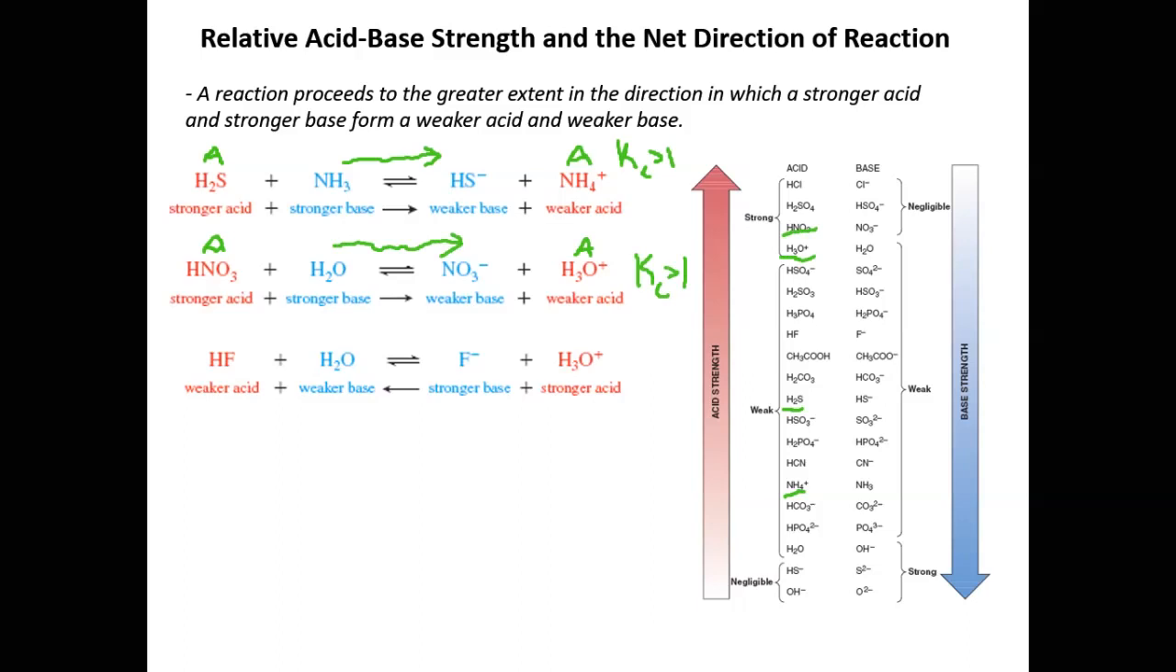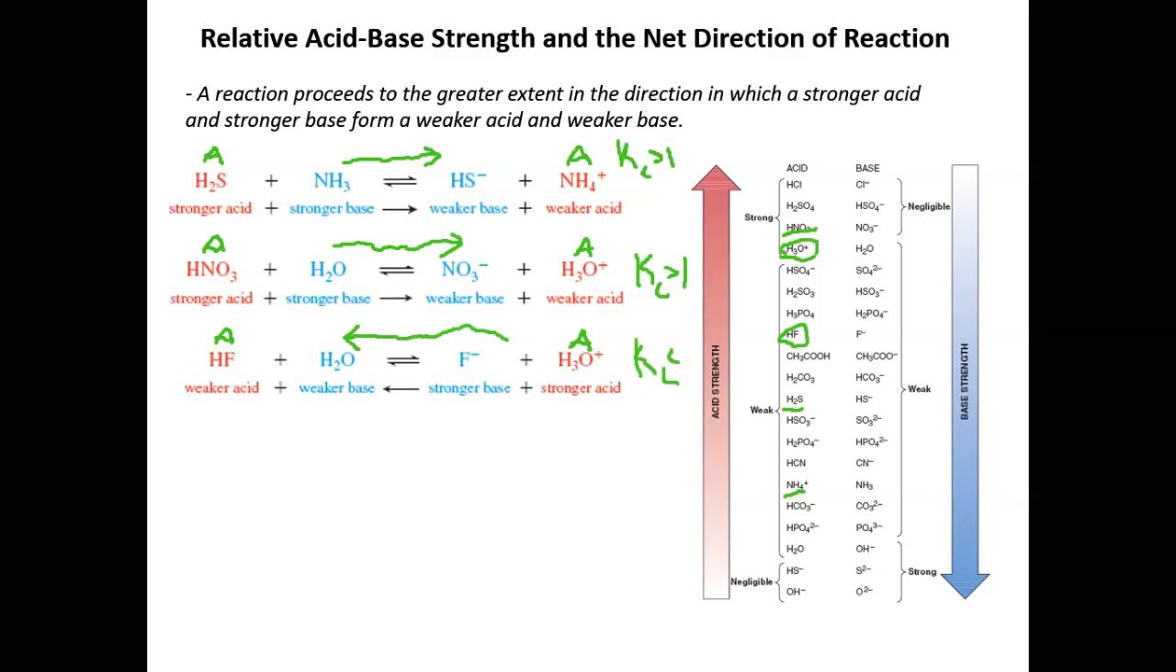Look at the third equation. We have HF, which is the acid, and H3O+. So here we look, okay, H3O+, we've already looked at that earlier. It's right here. HF is below H3O+. So the net direction is going to be to the reactants. So Kc is less than 1.